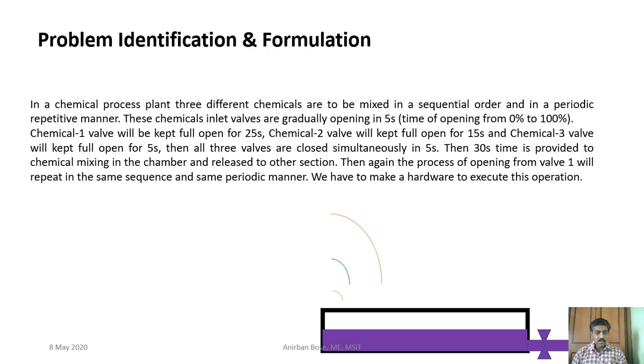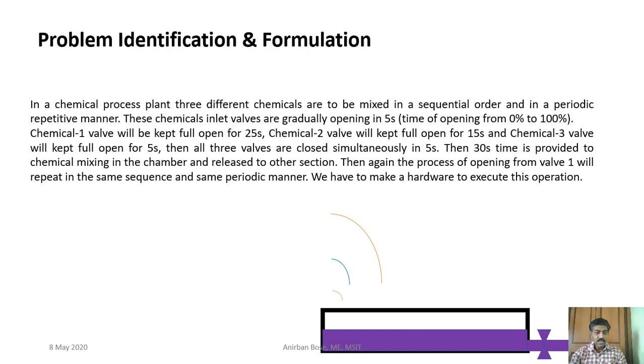So in a chemical process plant, 3 different chemicals are to be mixed in a sequential order and in a periodic repetitive manner. Suppose we are considering a plant of a mixing chamber, where 3 different inputs are coming from 3 different pipes. Basically those are 3 different chemicals, and then according to their ratios they are mixed within the chamber, and after that they are discharged and go to some other places.